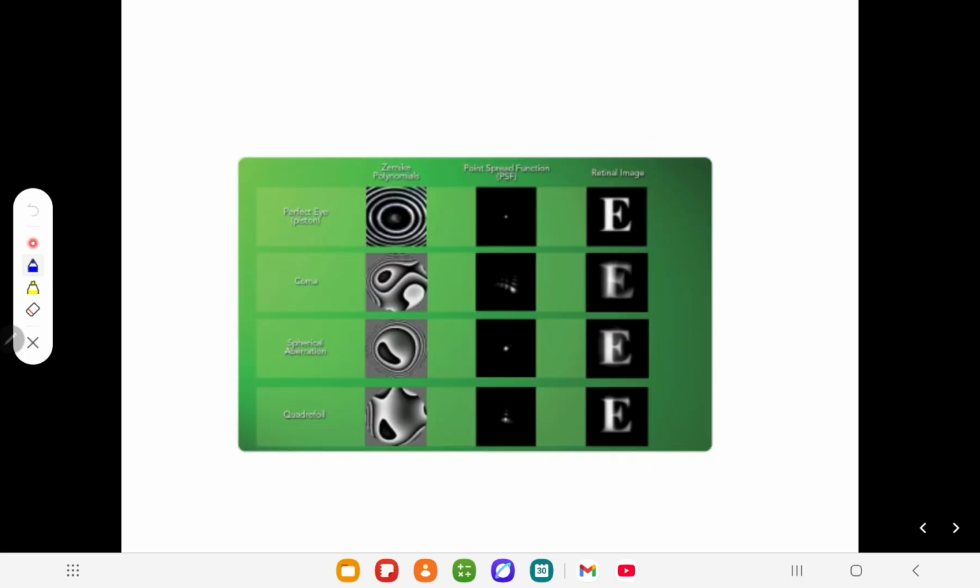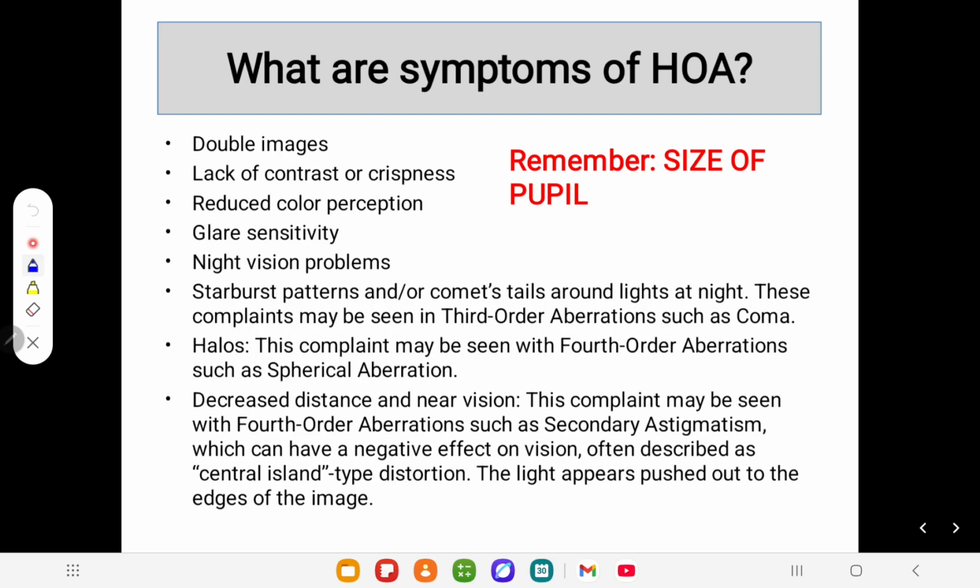Okay, so in this picture, can you see this piston? Does it matter? No, piston is just a visual perception thing. It's not relevant in clinical cases. Coma, can you see a little tail just upside? Spherical aberration and quadrifoil there. This kind of aberrations.